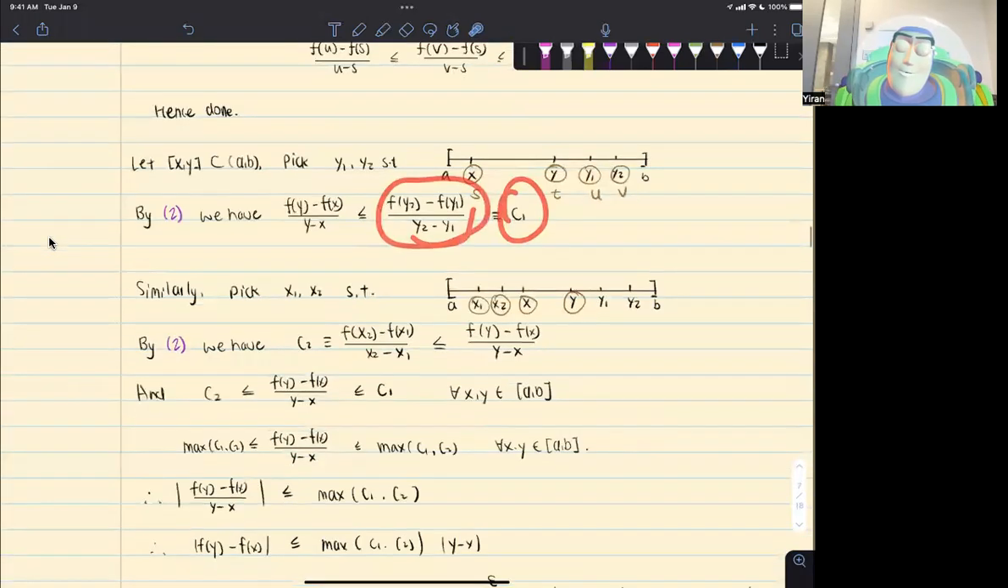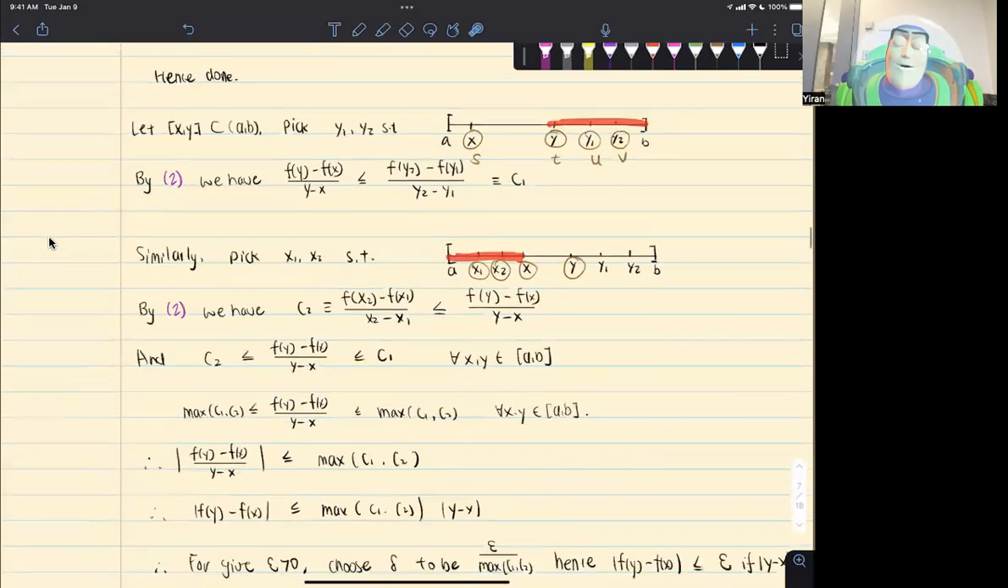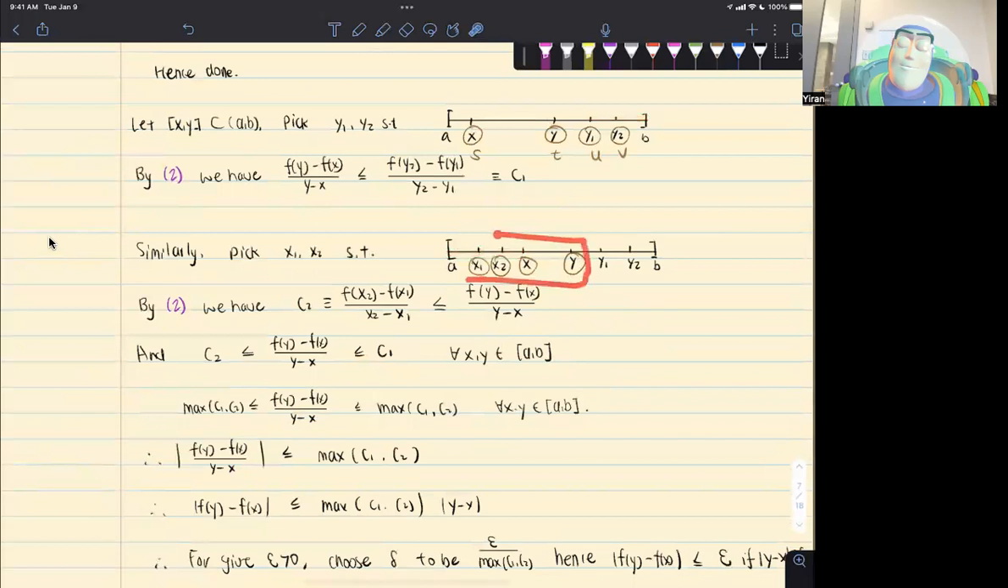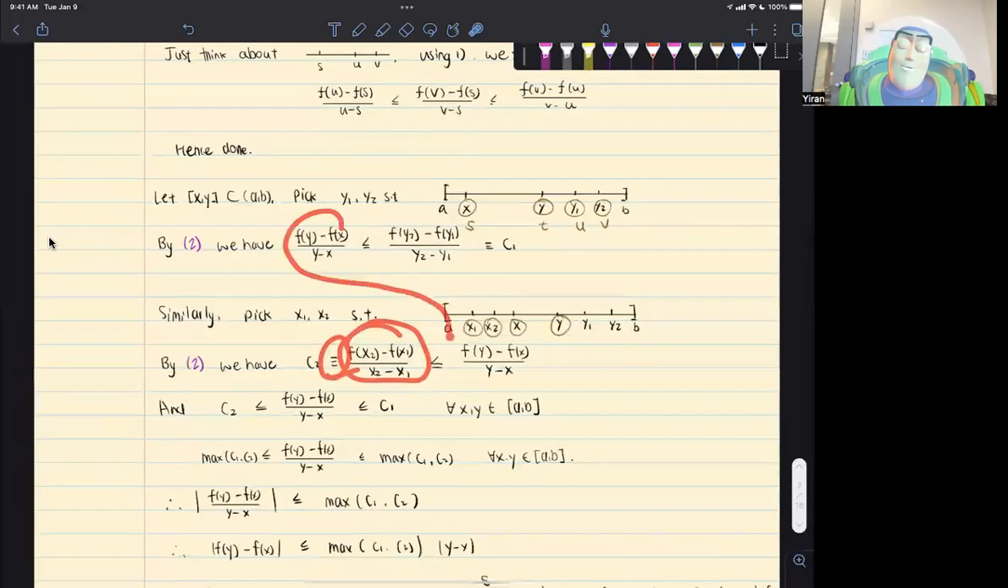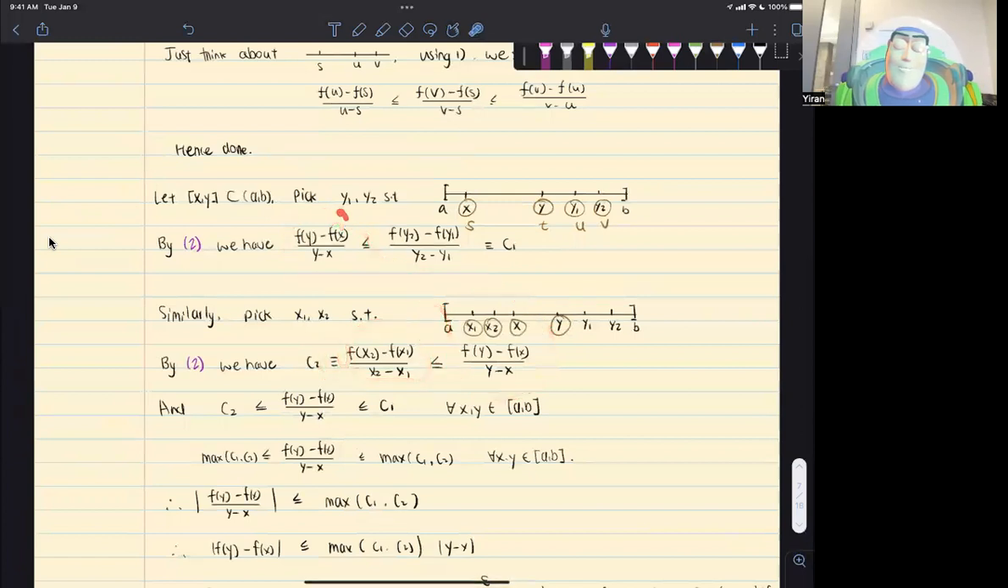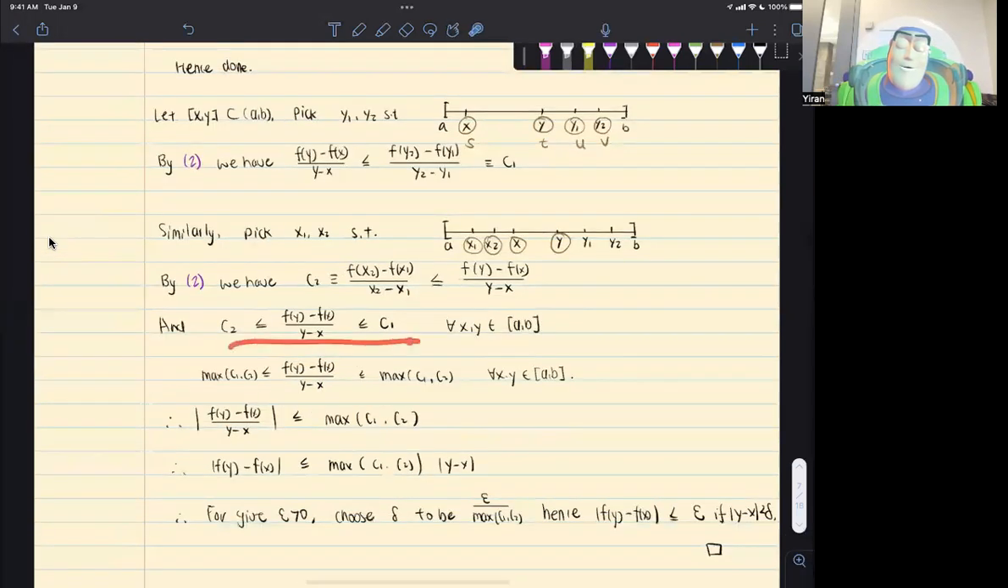And then similarly, this is x, this is y here, our two points of interest. Notice before we picked two points on the right, and now you pick two points on the left of x. You apply the corollary again on those four points, and you obtain this, and you call it C2. Therefore, notice that this is smaller or equal than C1, and it is larger or equal than C2, as I indicated here.